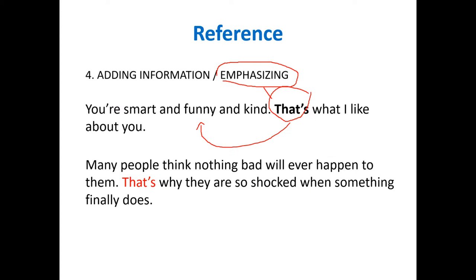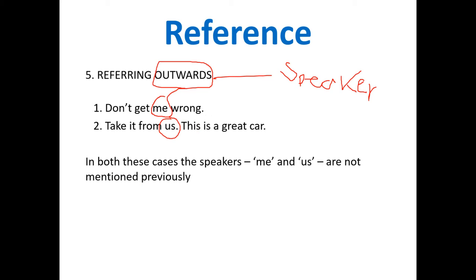That's number 3. Number 4 is the use of reference to add information or to emphasize. You're smart and funny and kind. That's what I like about you. That's why. That's what. Many people think nothing bad will ever happen to them. That's why they are so shocked when something finally does. You see the word that. That's referring backward, and we use it to emphasize the main idea.